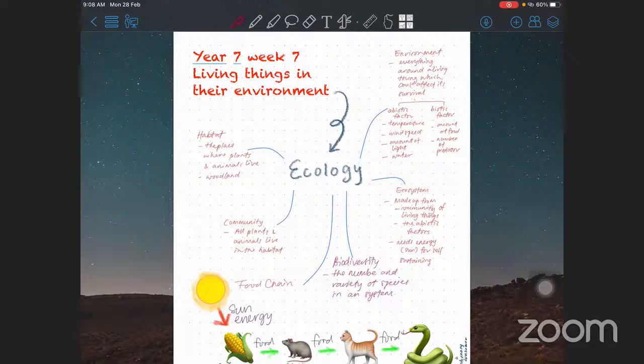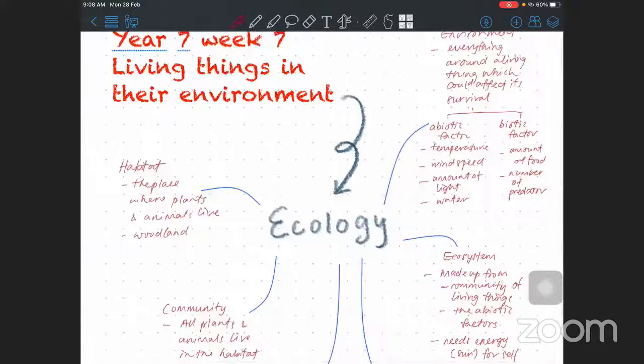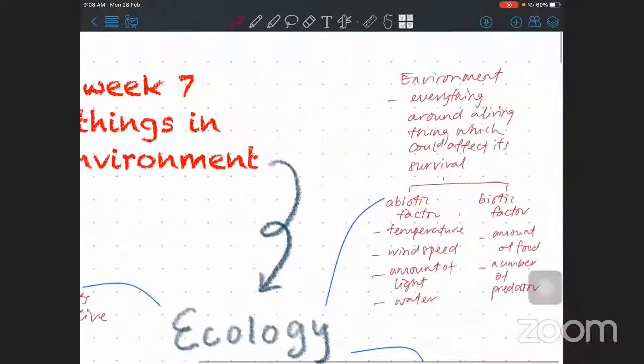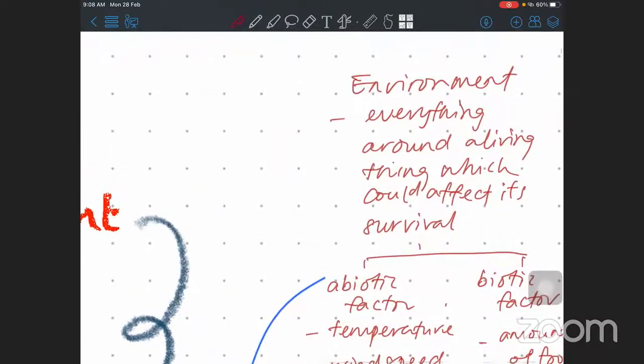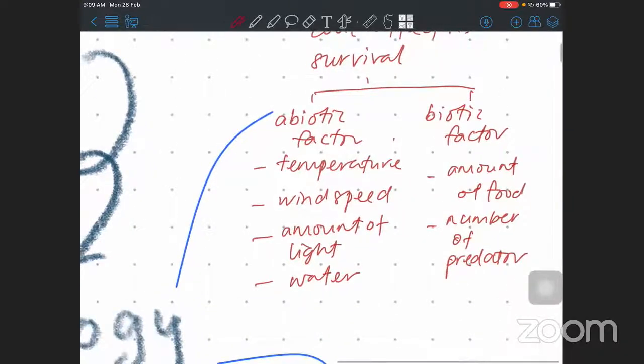To study ecology, we need to start with our habitat. It's the place where plants and animals live, such as woodland, a sea, a river, or a lake. Next, we have the environment. Environment is everything around a living thing which could affect its survival. Survival means to stay alive without being extinct.